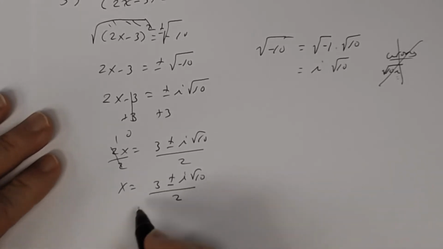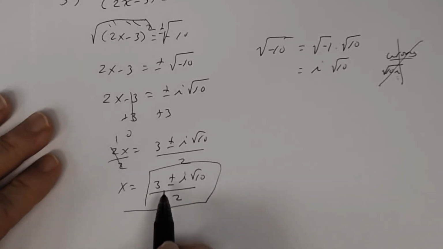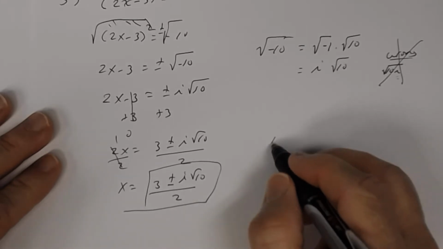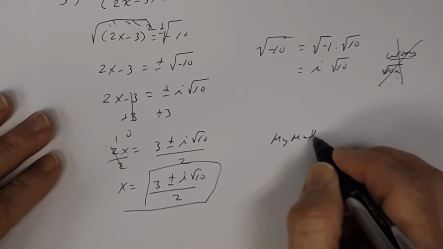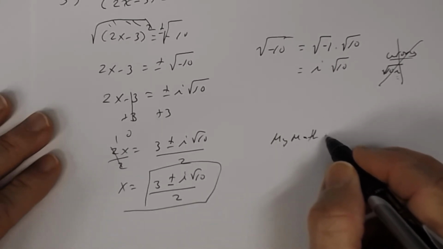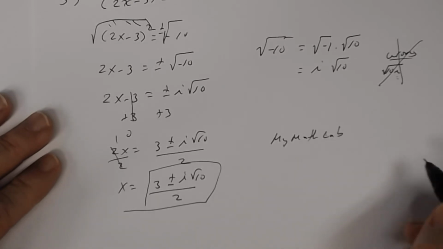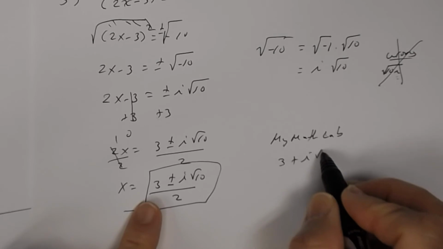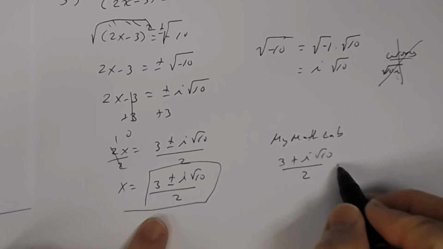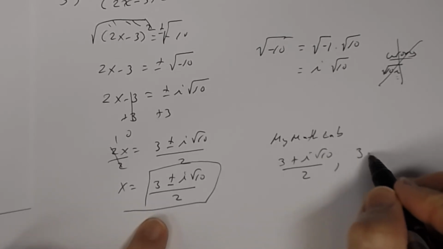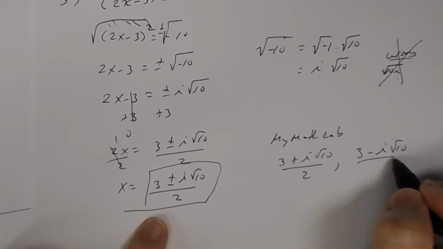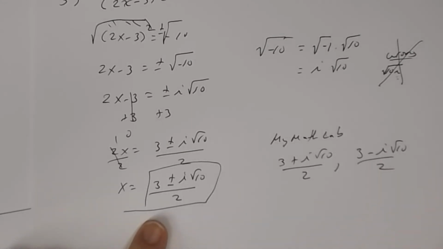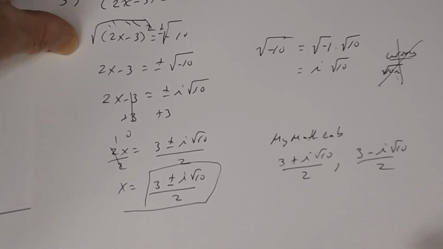Okay? Now, on MyMathLab, you cannot write it like this. On MyMathLab, you're going to have to write these as two separate solutions. So on MyMathLab, you must say 3 plus i square root of 10 divided by 2, comma, and then 3 minus i square root of 10 divided by 2. Okay? All right, so that was number 3.